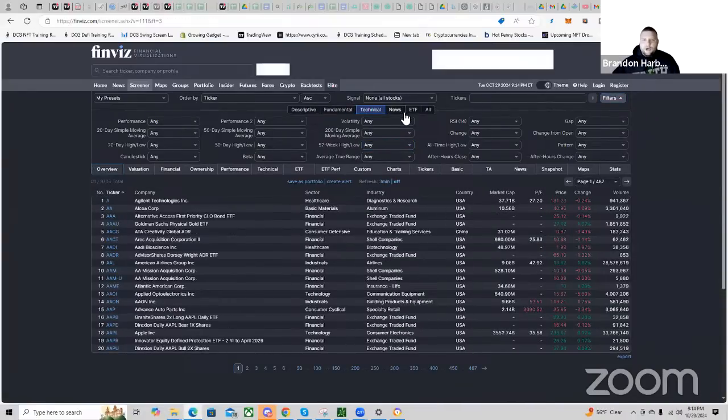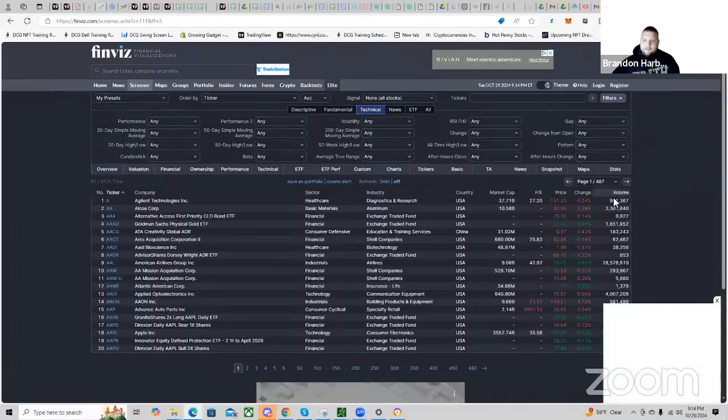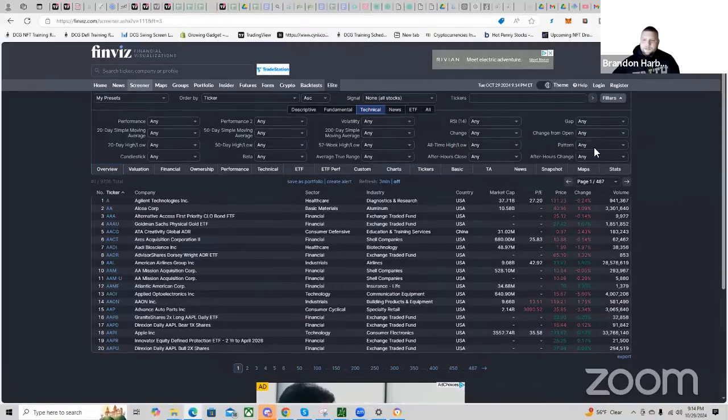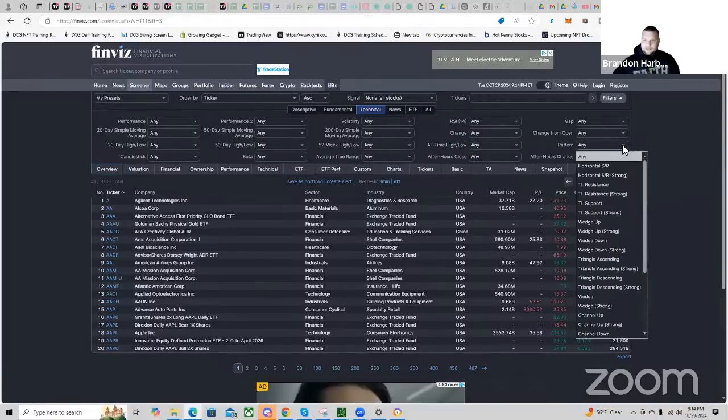Then you come over here and you can keep it on technical. And as everybody sees, one of my favorites over here, you see where it says pattern right here? You click this. This is very strong. Just because it is a so-called pattern, it still has to match the criteria that I like to take a trade. I don't just take something.